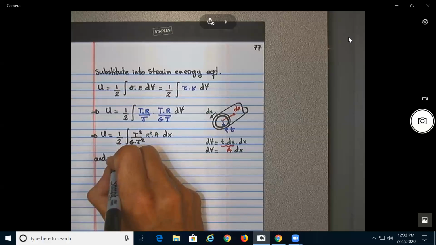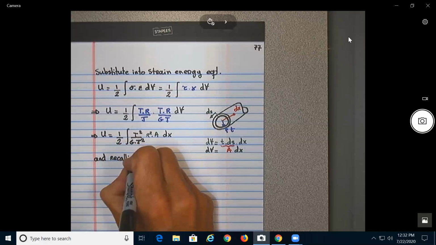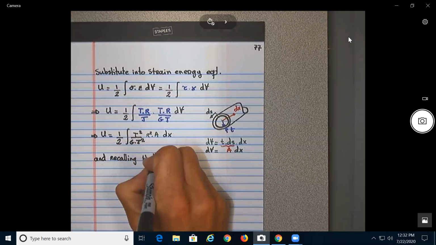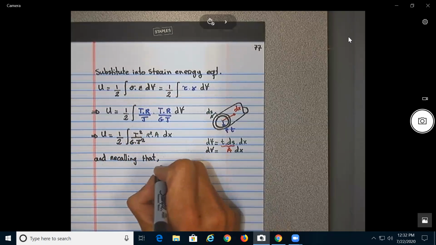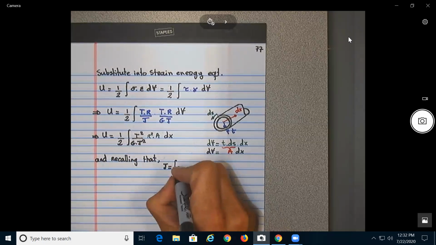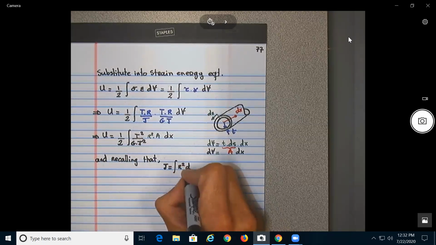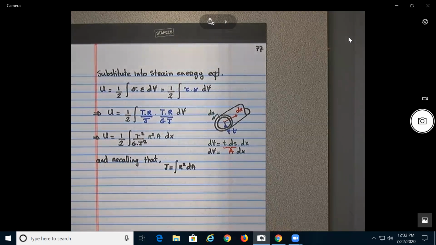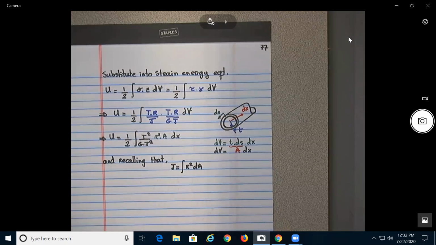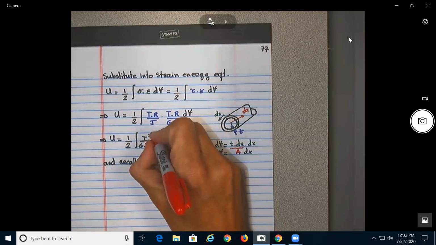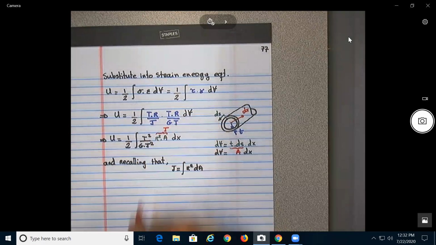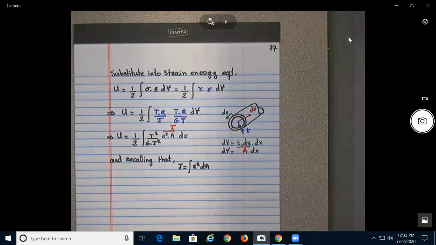And recalling that J is also a moment of inertia, but for torsion, and it's equal to what? It's equal to the integral of R squared dA, which really means that this term over here is J. So same as before.